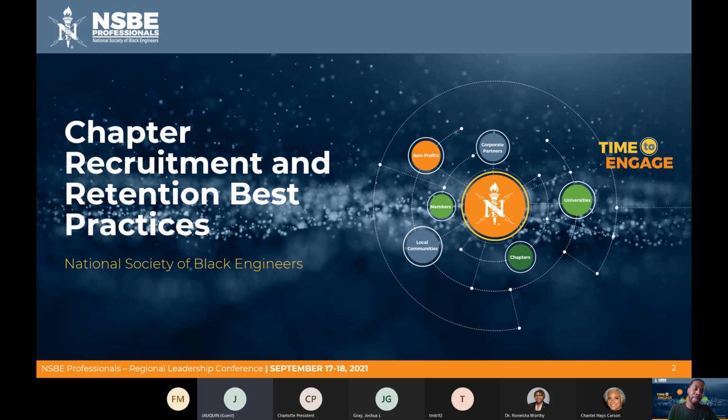So this workshop is chapter recruitment and retention best practices. We're going to talk about some strategies that you can use to recruit new members, and also some strategies for how to retain the members you've got. And then we'll do something a little bit interactive.